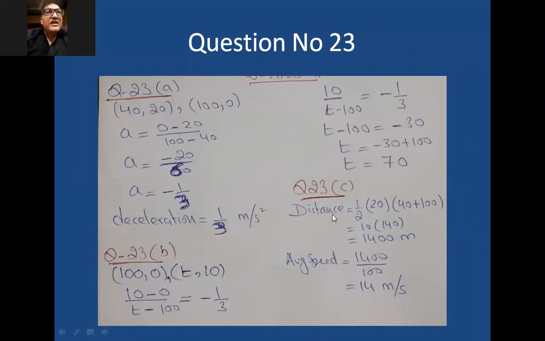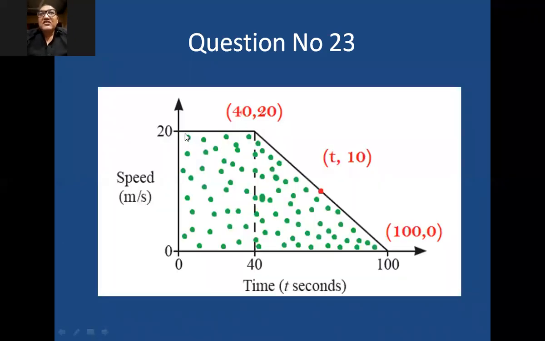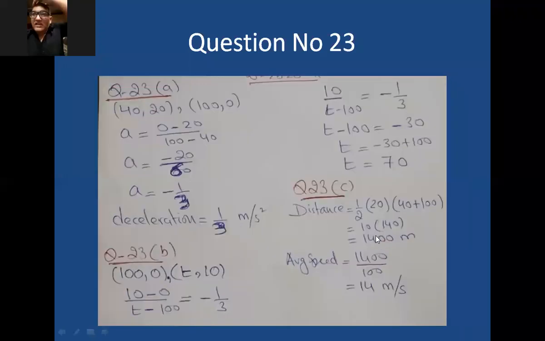Distance traveled will be equal to the area under the speed time graph, 1/2 into 20 into 40 plus 100. And you see where I'm getting 40 and 100. Try to understand. This side is 40, this side is 100, and this side is 20. So these sides I'm using here: 1/2 into 20 into 40 plus 100. So this will be 10 into 140, and you multiply it as 1400 meters. So the total distance traveled in the 100 seconds is 1400 meters.